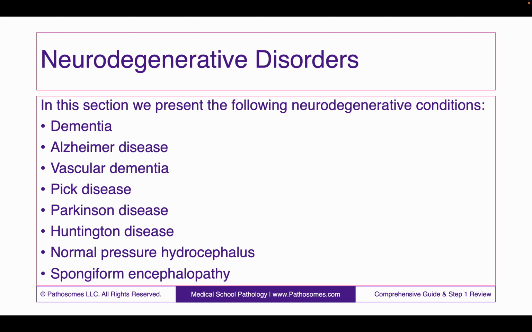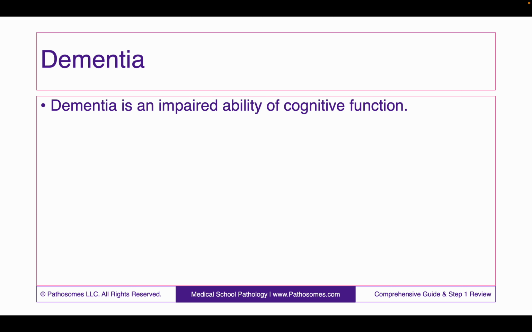This includes dementia, Alzheimer's disease, vascular dementia, Pick disease, Parkinson's disease, Huntington's disease, normal pressure hydrocephalus, and spongiform encephalopathy. These frequently show up and are highly tested. Let's start with dementia.